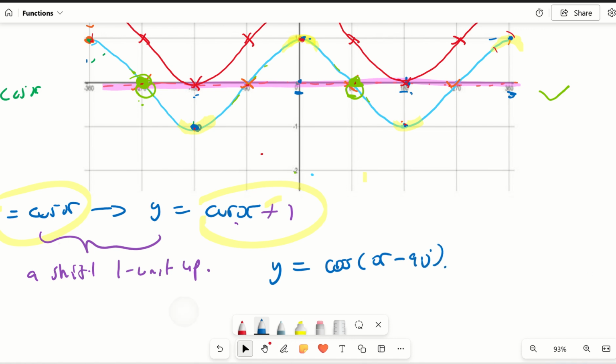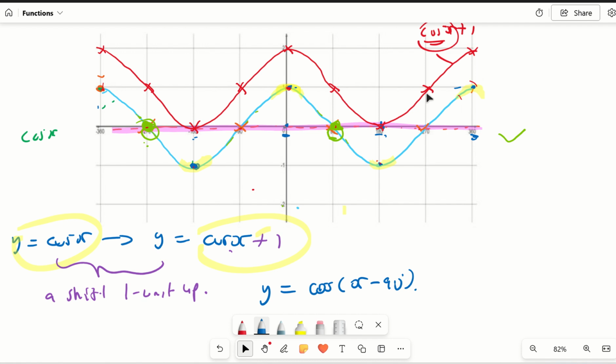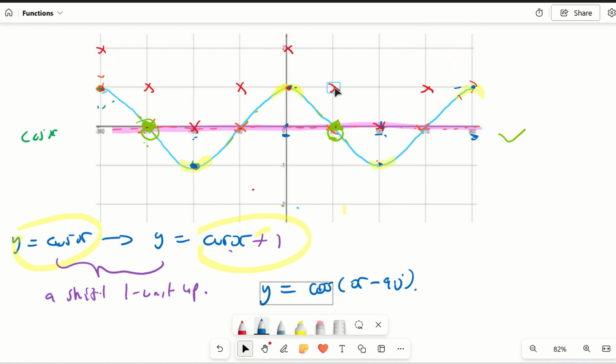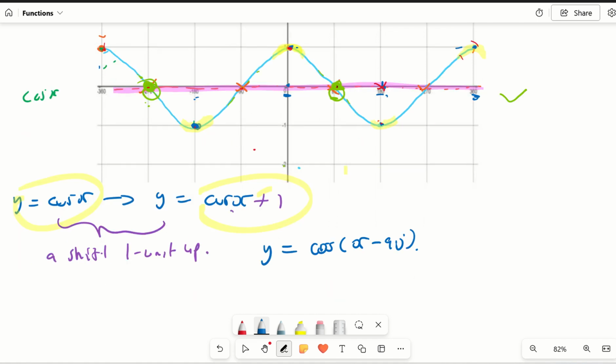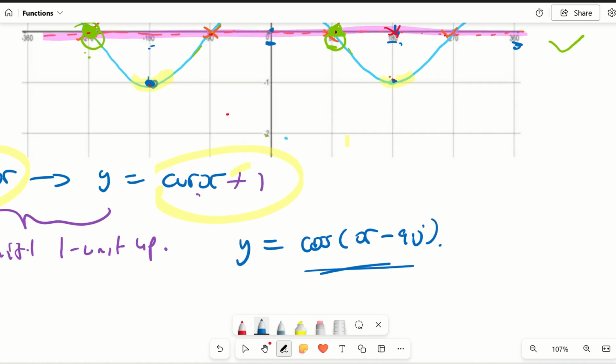Now I'm going to delete the red one quickly so that we have space. Let's delete these points as well. So now they ask us to draw this. Now what is this? This is a horizontal shift, moving sideways.